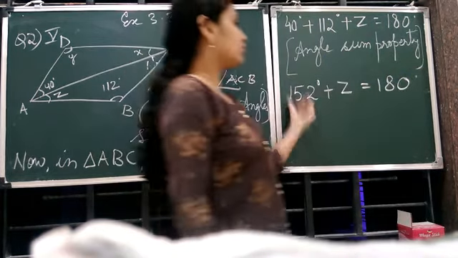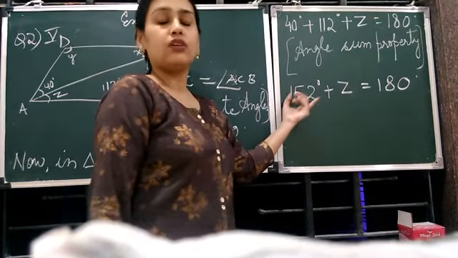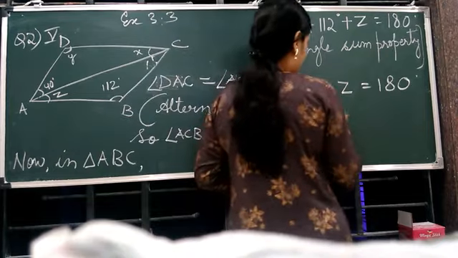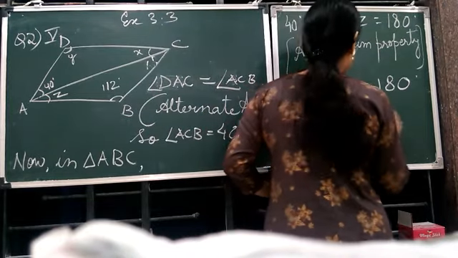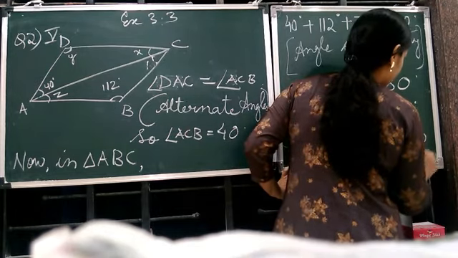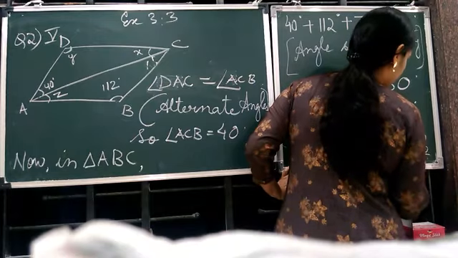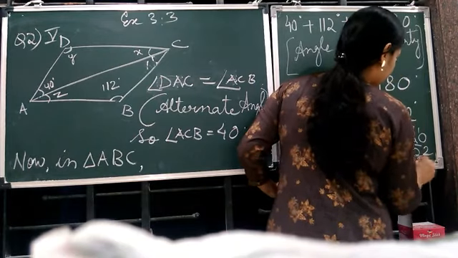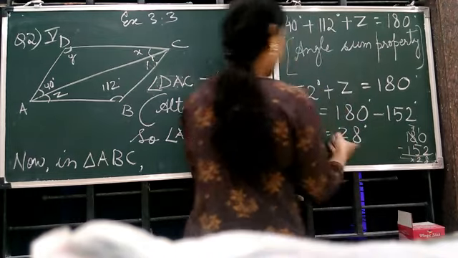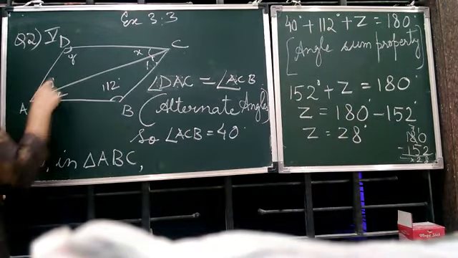Now this 152 will be shifted to that side. That means it is transposing, so its sign will change. It is positive, it will become negative. 180 degree minus 152 degree. So 180 minus 152, 8, 2. So the answer is 28 degrees. So the value of Z is 28 degrees.